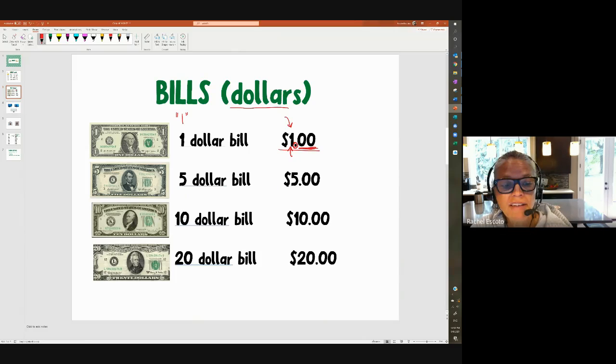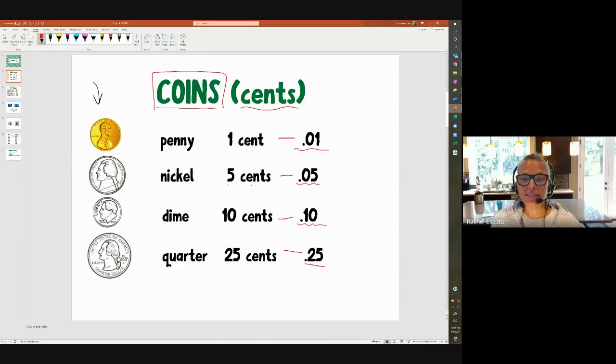The next is a $5 bill. Sometimes we call this a five, right? We call it a $5 bill, and that's $5. A $10 bill is also called a 10. Do you have any tens? And that's $10. And then we have the 20s. This is a 20. Do you have any 20s? Can I get 20s? Okay, that's $20. And this is all, look, dollars, no cents. So bills represent dollars and coins represent cents.